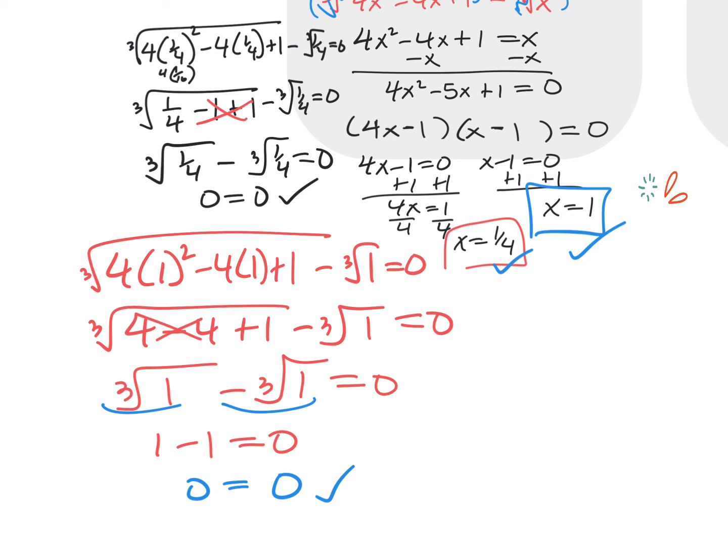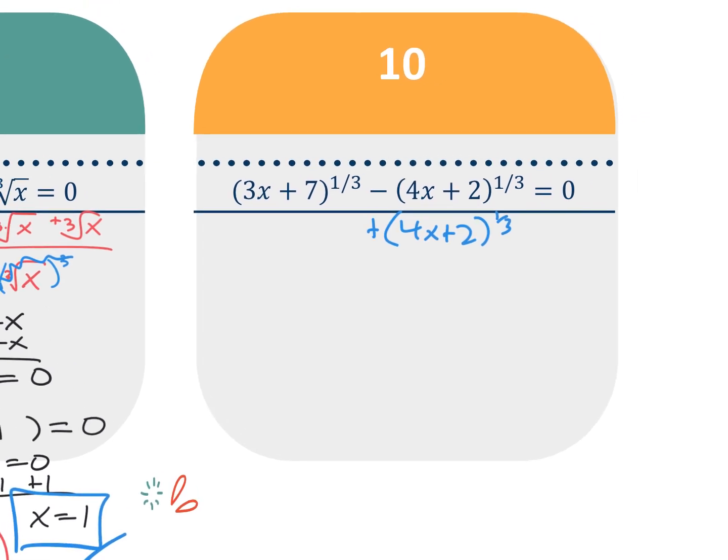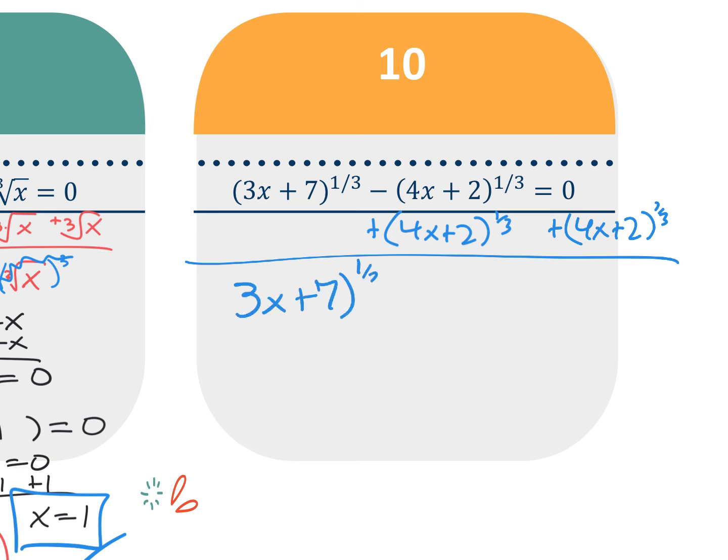Now we have a question where it's raised to a rational exponent. But remember, this rational exponent on number 10, this is really just saying the cube root. So again, instead of turning it into a cube root, I'm just going to raise each side or each power to its reciprocal. But again, we need to first isolate it. So I need to move this one to the other side. So I'm going to add it to both sides. So 3x plus 7 raised to the 1/3 power equals 4x plus 2 raised to the 1/3 power.